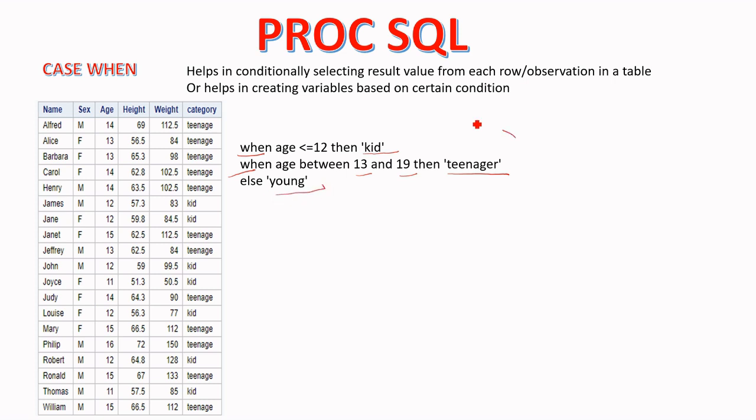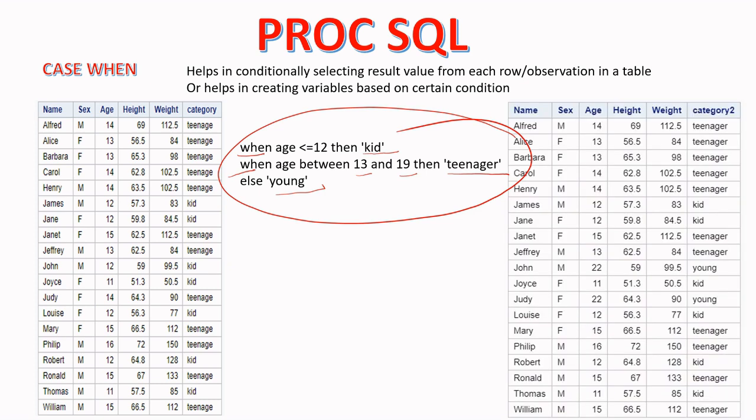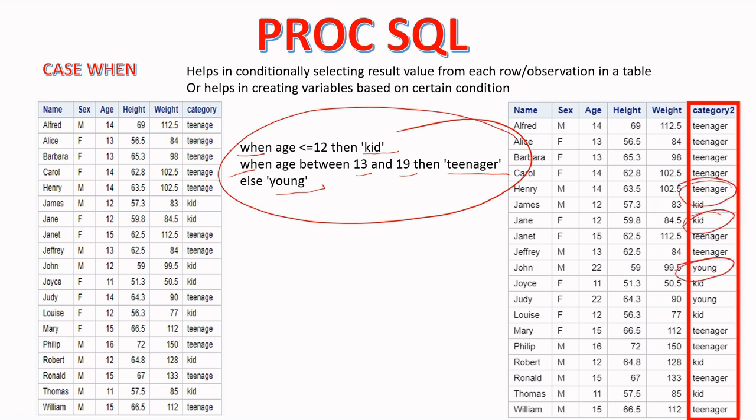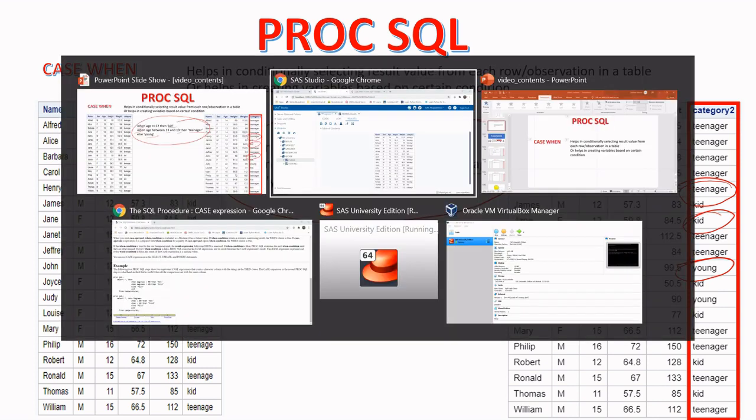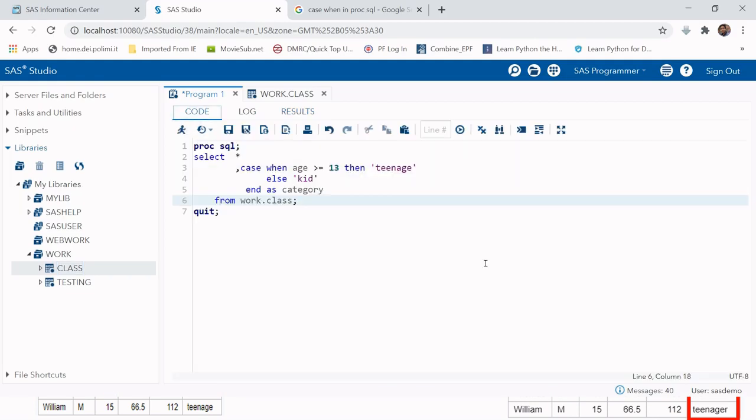So after applying this condition, we should have a table something like this, and the variable category 2 should contain the value which should look something like this. So if you see, it has teenager, it has kid, and it has young. 3 categories. Let's go to the SAS and try doing this.